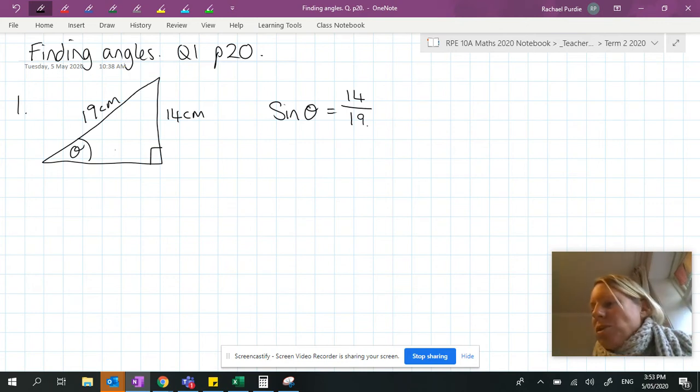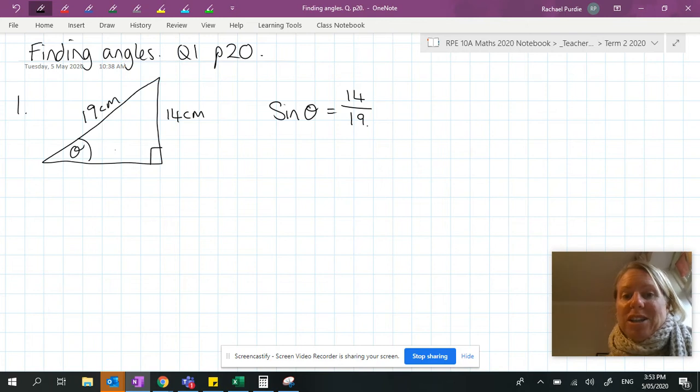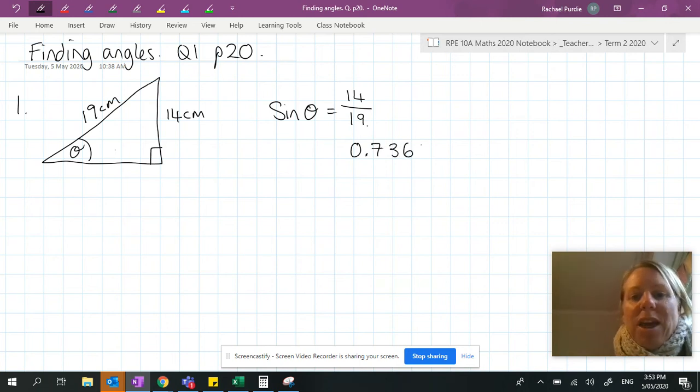So you work out what 14 divided by 19 is on your calculator. Once you practice a few of these, you'll find it fine. There's a couple of different ways that you can attack these problems. What I like to do is turn my fraction into a decimal, and then just keep that on your calculator screen, okay? That's 0.7368.